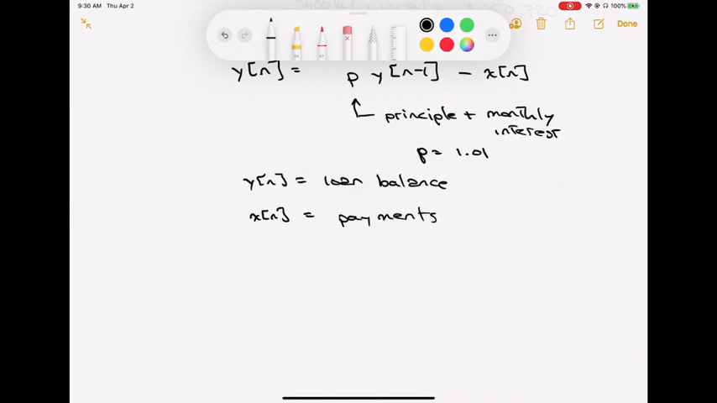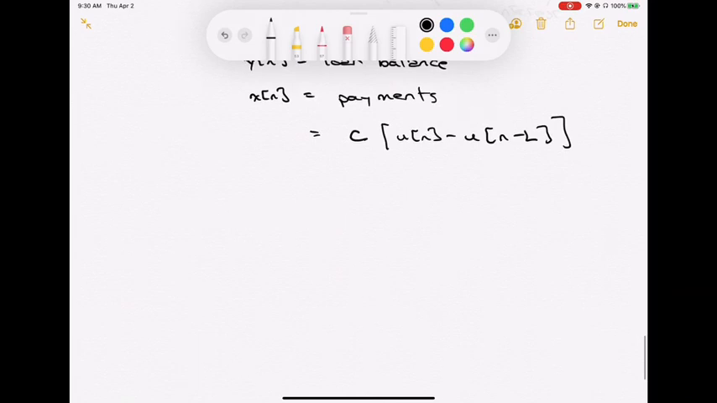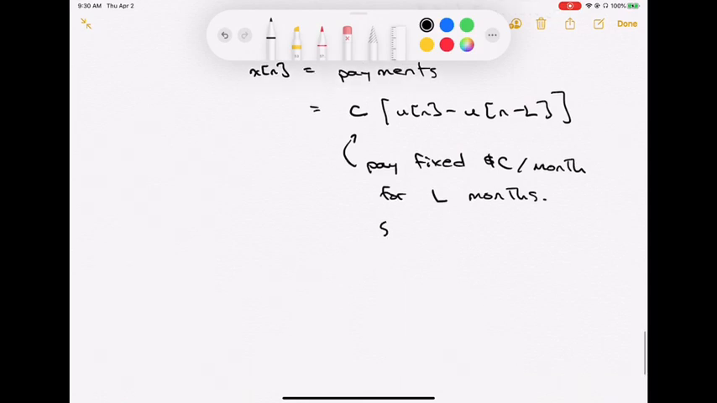In this particular case, we might say that the payments are some amount C, right? And we might do that as C times u of n minus u of n minus L. What does this mean? I'm going to pay C dollars over a total of L months. So I'm going to pay a fixed, right? C dollars per month for L months. We start at n equaling 0, and we will end at n equaling L minus 1.